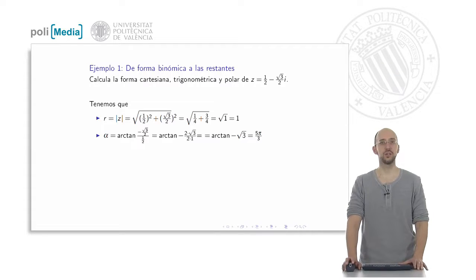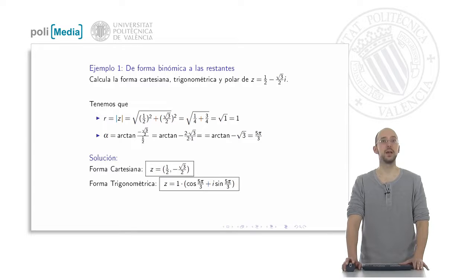Well, with these two data, we can already pass from the binomial form to any of the other remaining forms. The Cartesian form would simply be to write the real part, comma, the imaginary part. The trigonometric form is also very simple. It would be to write the modulus, which is 1, times the cosine of the argument, which is 5π/3, plus i times the sine of 5π/3. Then the polar form, which is simply a more abbreviated form than the trigonometric form, consists of writing the modulus, which is 1, and as a subscript, the argument, which in this case is 5π/3.